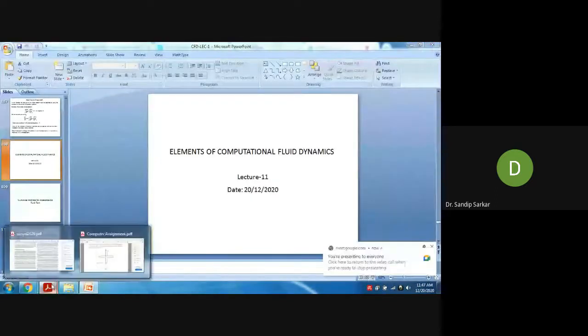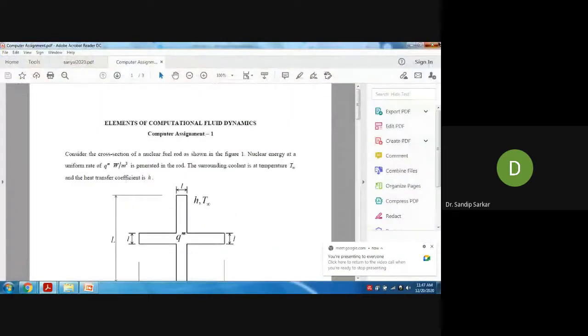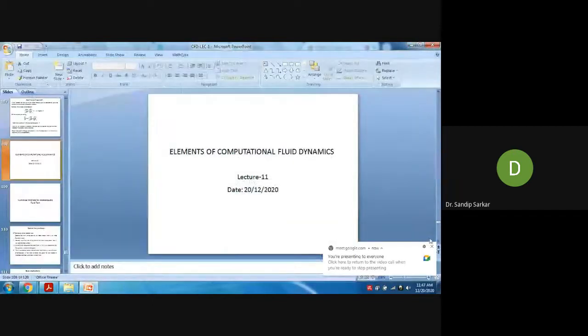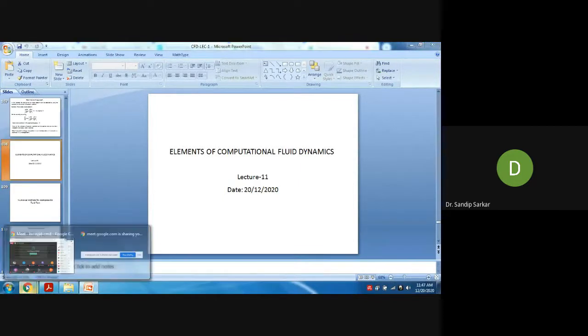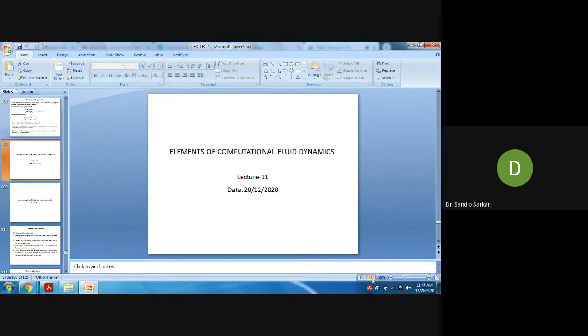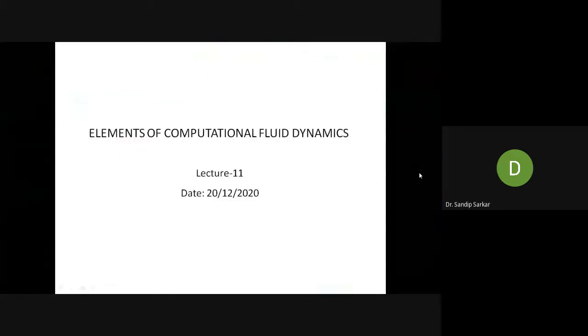So then I'm just closing the computer assignment part. I'll be starting the next problem. So I have discussed the computational part. So far we have learned the computational or numerical method for the diffusion problem, that is, temperature distribution when there is no convection, that is, no convection effects are present.